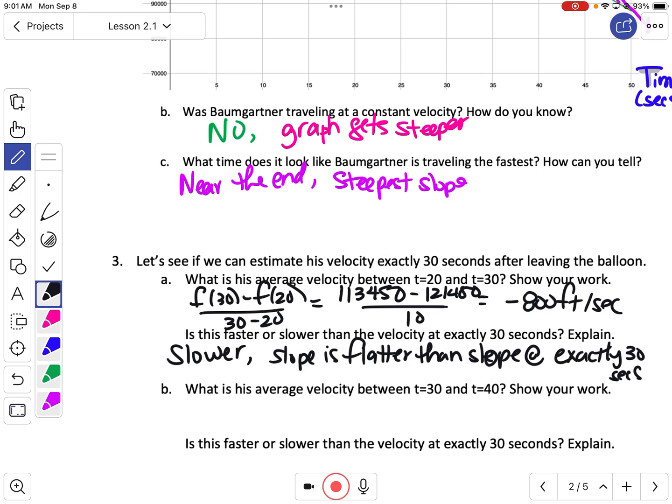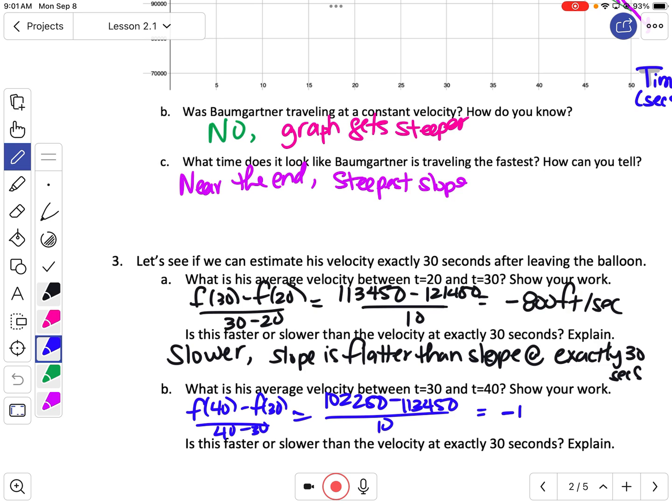Okay, so then we switch and we're like, okay, well, let's do the slope on the other side. So we do the slope before 30. Now let's do the slope after 30. So we want it between 30 and 40. So f at 40 minus f at 30 over 40 minus 30. And we're going to get some, again, nice values here. Minus 11,350, still over 10. Big difference, negative 1120 feet per second.